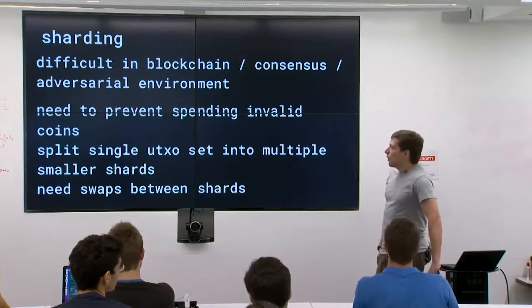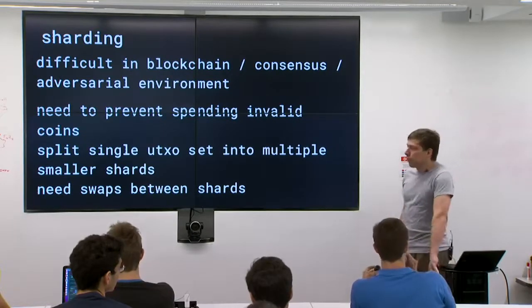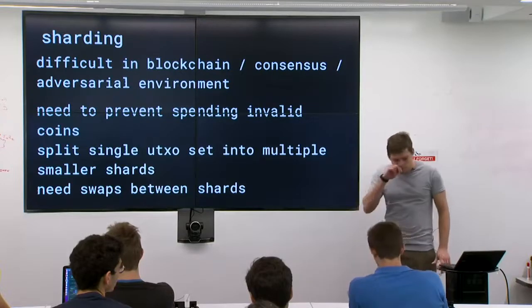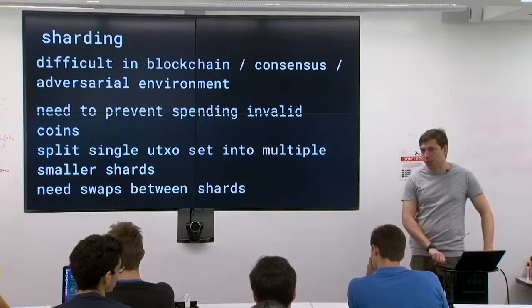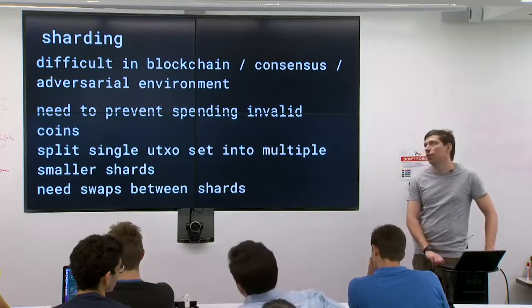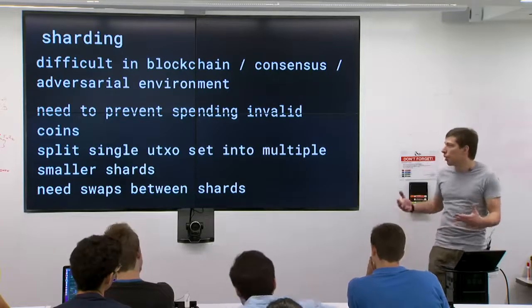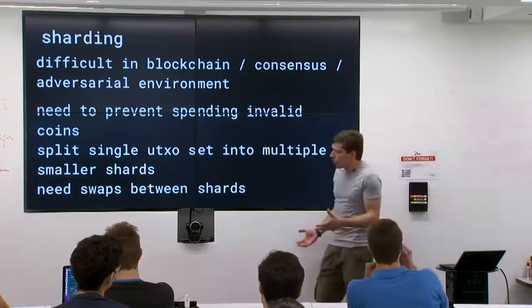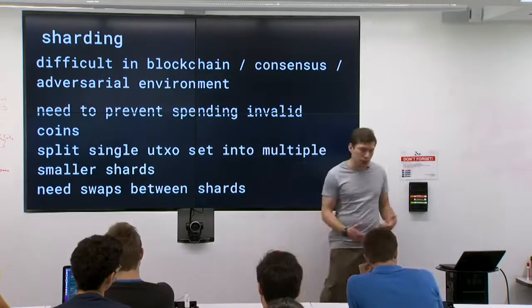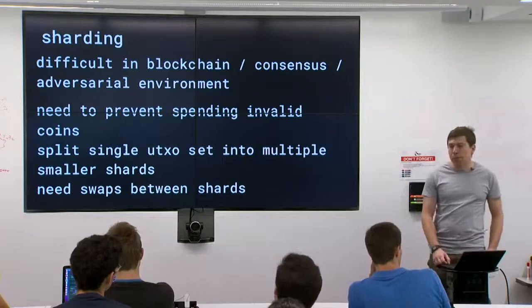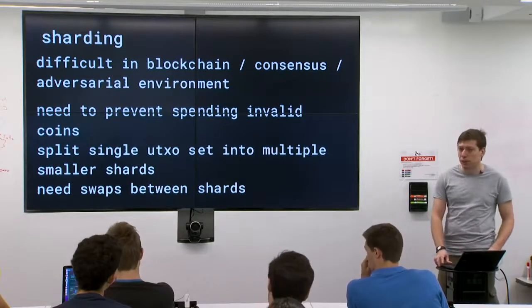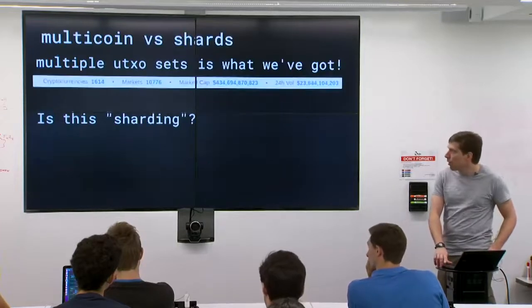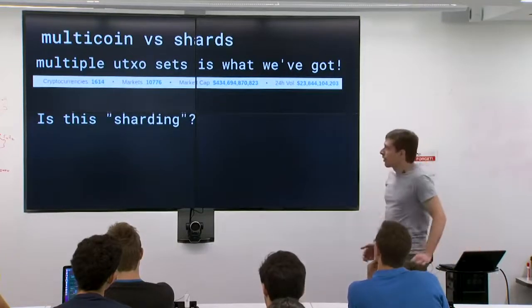So give me your house or whatever. The idea is to split a single UTXO set into multiple smaller sets, and that part is okay, but you need communication between the shards, right? You could make a bunch of different UTXO sets. Each node can choose their own UTXO set that they're keeping track of, and then you have some kind of merge mining between the UTXO sets, but you need swaps between the shards.